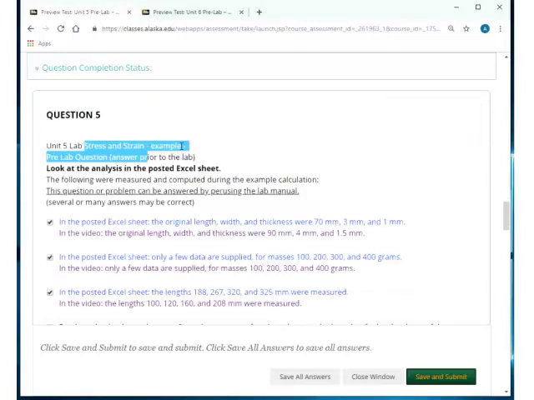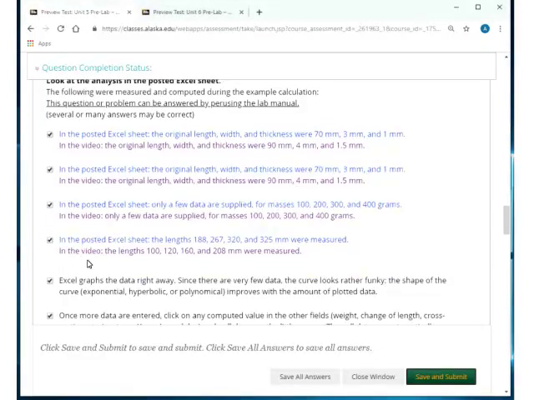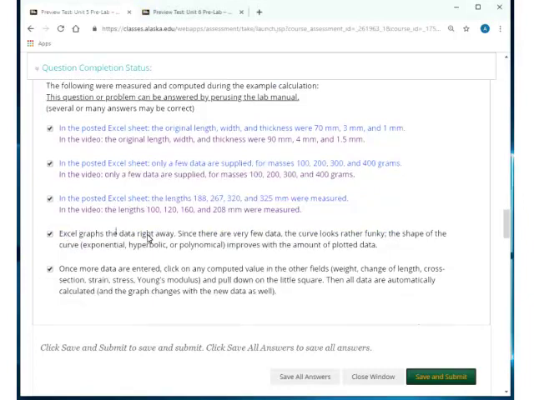Same lab, stress and strain. The example, you will find these. And notice that apparently in the lab manual I have one set of numbers in blue, while in the video I actually used a different kind of numbers, but both apply, both of them are the examples. In the procedure, in the example here, the Excel graphs the data right away. And once more data are entered, click on the computed value and so on. You can read through these statements.